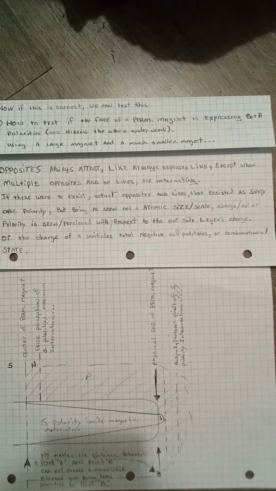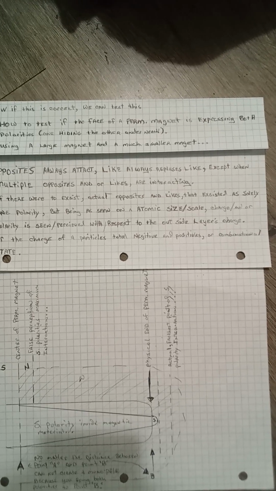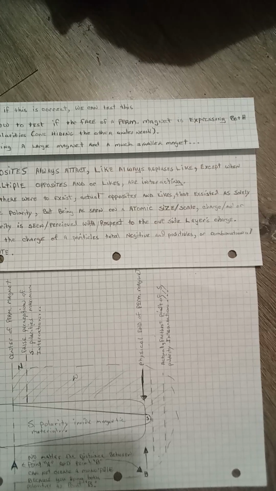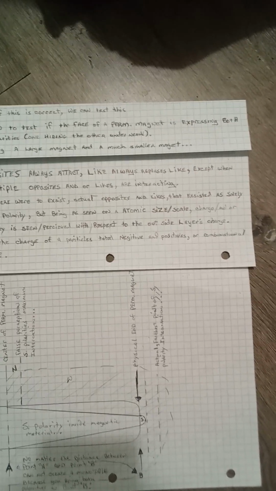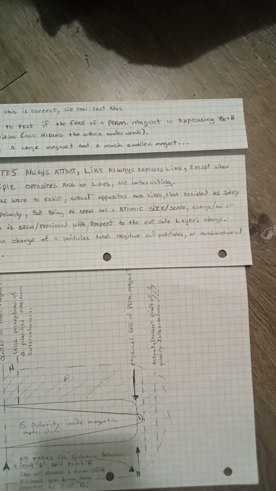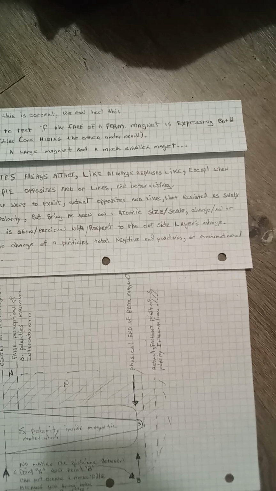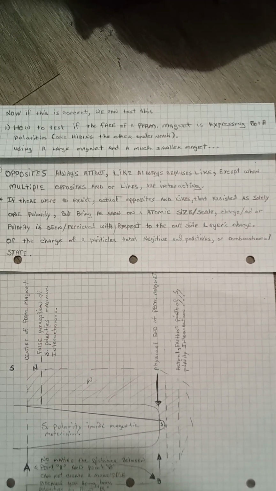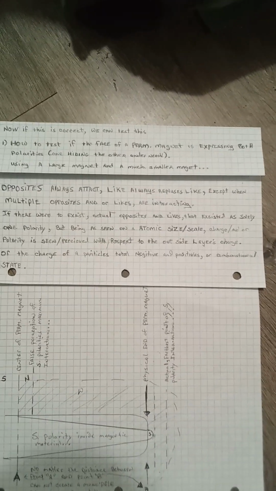Now, if this is correct, we can test this. Number one, how to test if the face of a permanent magnet is expressing both polarities, one hiding the other underneath, using a large magnet and a much smaller magnet. We've done that. You've seen that. It's in the other shorts and videos provided here, and the theory is why that occurs.